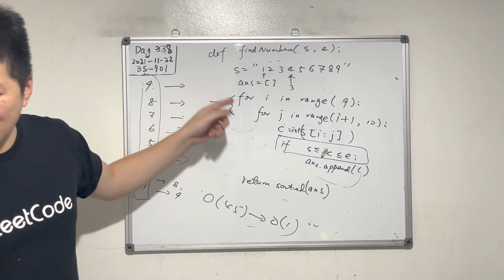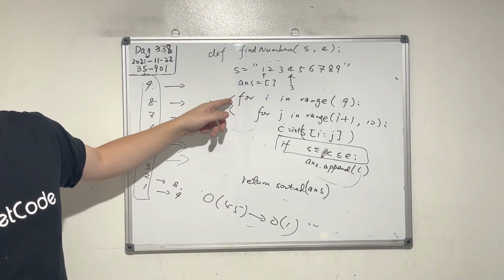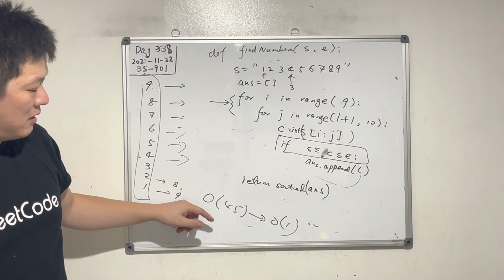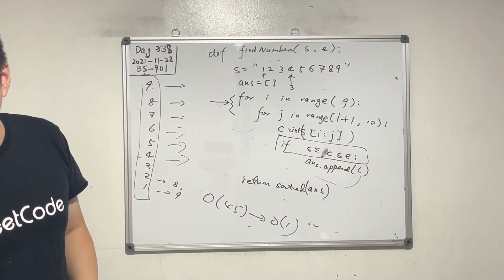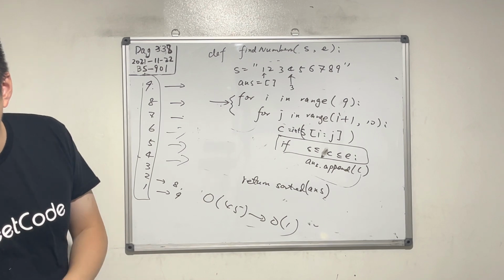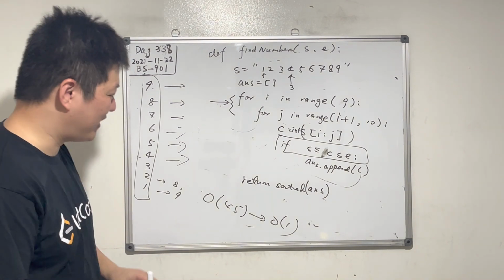The space complexity, okay, we're quite tricky. How many numbers can we store in these answers? Maximum 45, which is O(1). Yeah, well done.